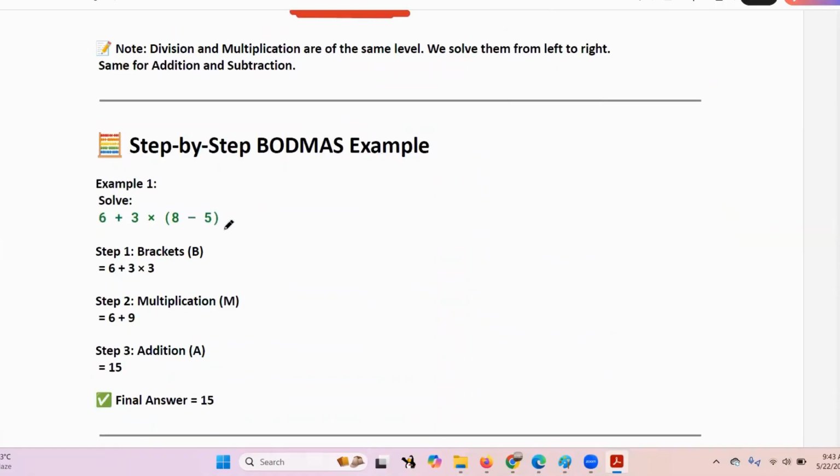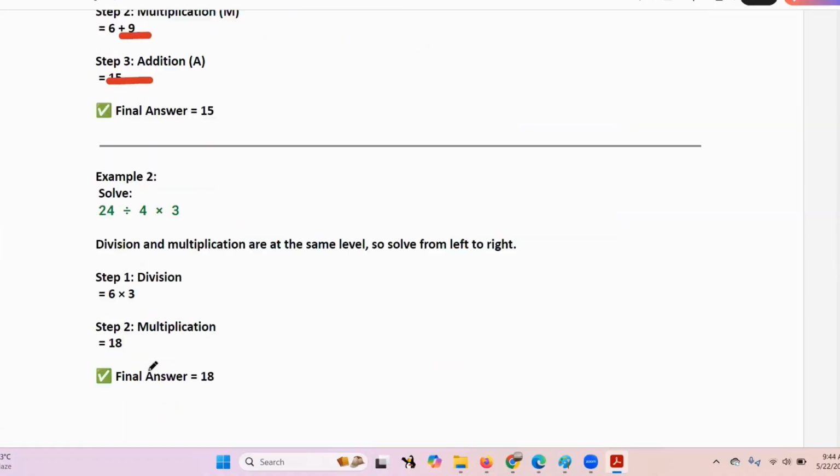Then you can see the examples here. Which is the first step? We have to consider only the steps. First we will do the brackets. So, sir, first we will do 8 minus 5, which equals 3. Then we will do the multiplication, second step. And the last step will be the addition step.